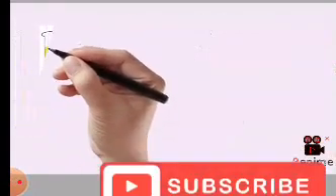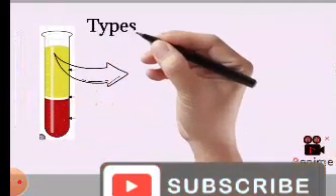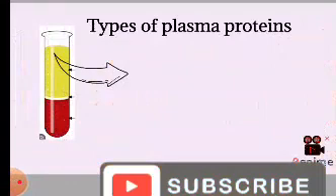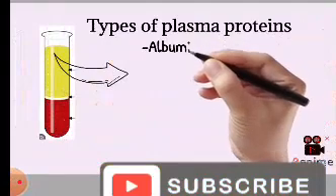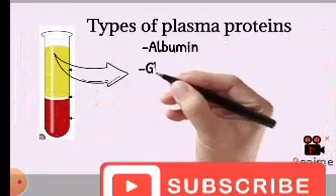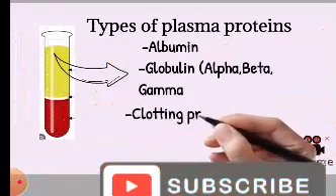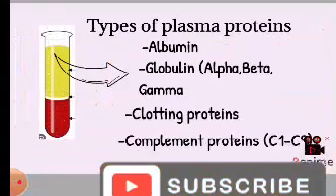And from these components of plasma, there are plasma proteins, and there are different types of plasma proteins with different functions. For example, albumin is one type of plasma protein. The other is globulin. We have alpha, beta, and gamma globulin, and the other plasma proteins include clotting proteins and complement proteins, and also the fibrinogens. Those are the plasma proteins, and we will discuss each one by one in the next videos.